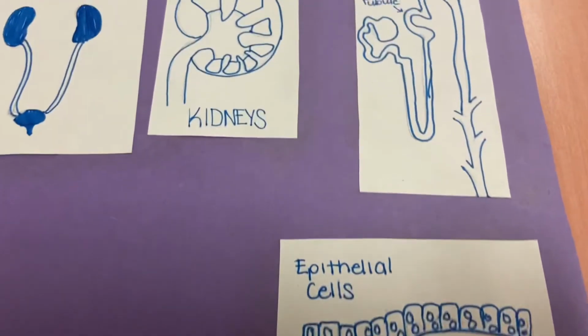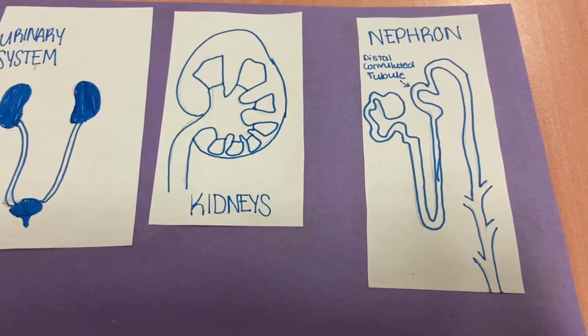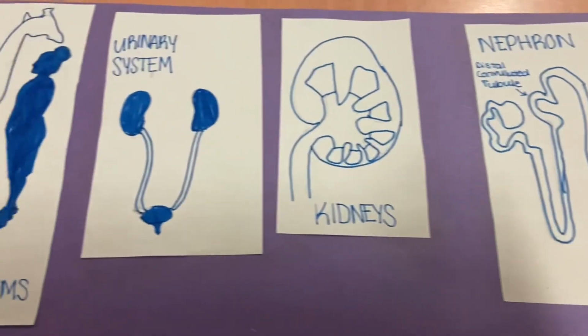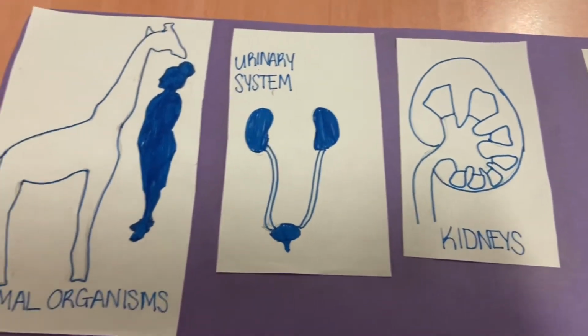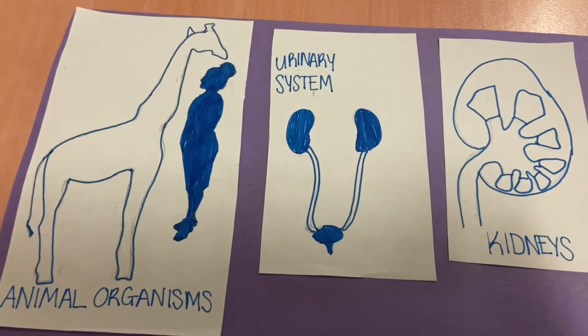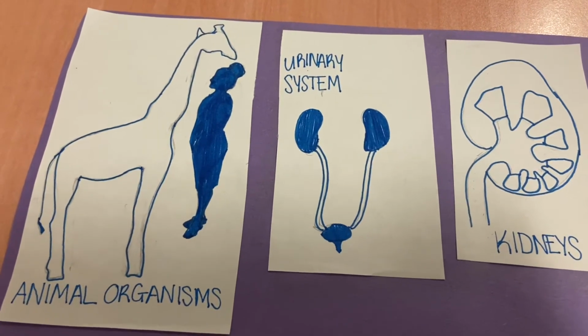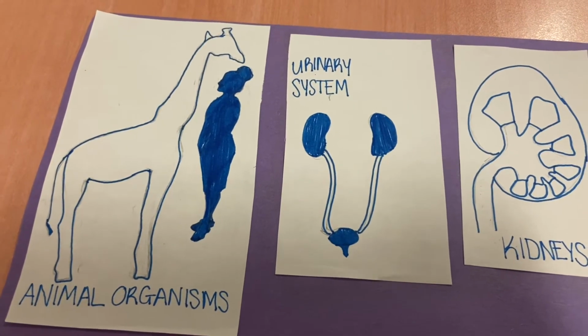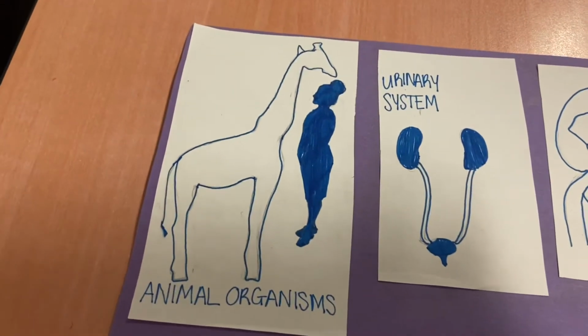These cells are found in the distal convoluted tubule within the nephron of kidneys, which are a part of the urinary system. Functions of the urinary system include eliminating waste, regulating blood volume and blood pressure within animal organisms.